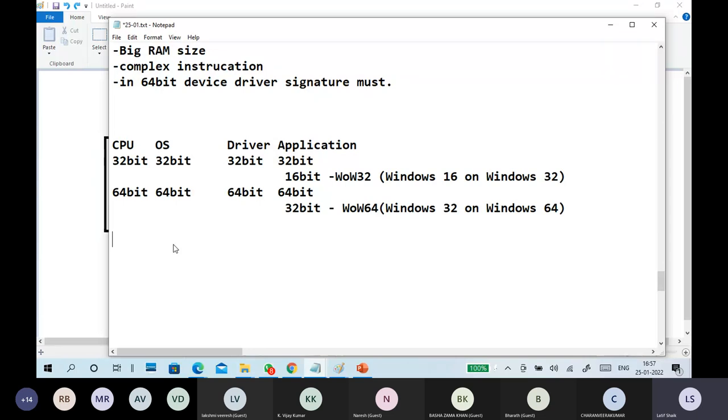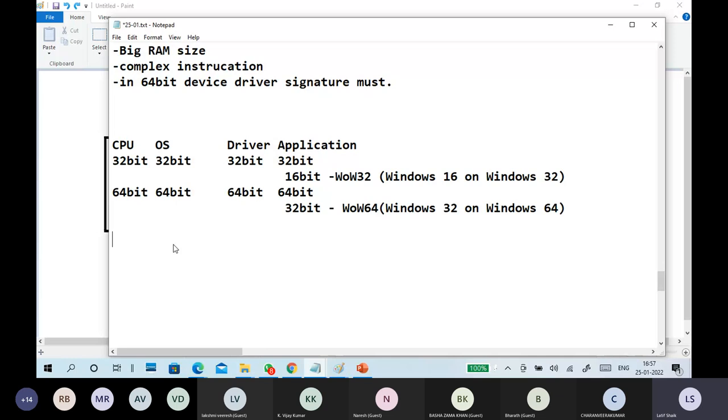So what to do? You need a driver. Drivers are nothing but a piece of software. This software will make a communication between your operating system and your application to the hardware device.